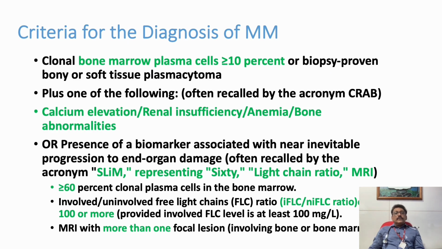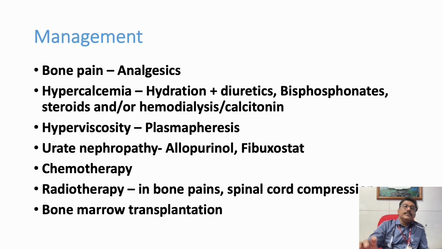Now, to make a diagnosis of multiple myeloma, you look for clonal bone marrow plasma cells more than 10%, and calcium elevation, renal insufficiency, anemia, bone abnormalities clinically, and more than 60% clonal plasma cells in bone marrow. Other things, like MRI, may show focal lesions in the MRI scan. So these are the routine investigations we do in our routine practice. Specialized tests will be done by a hematologist.